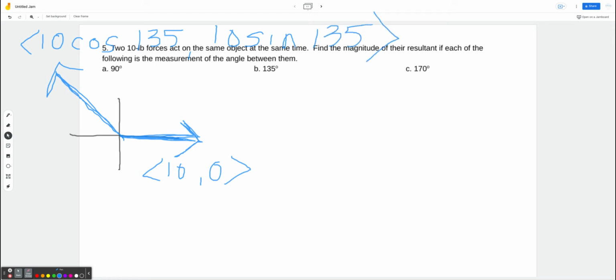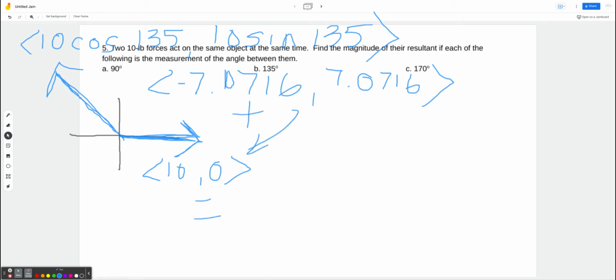Okay. So let's go ahead and write that out just so you guys have something that makes a little bit more sense to you. Putting this in my calculator. So you get negative 7.0716. And then when you do 10 sine of 135, you're going to get positive 7.0716. So now what do we got to do? We got to add these things up. So this one plus that one, and that's going to be our resultant vector.